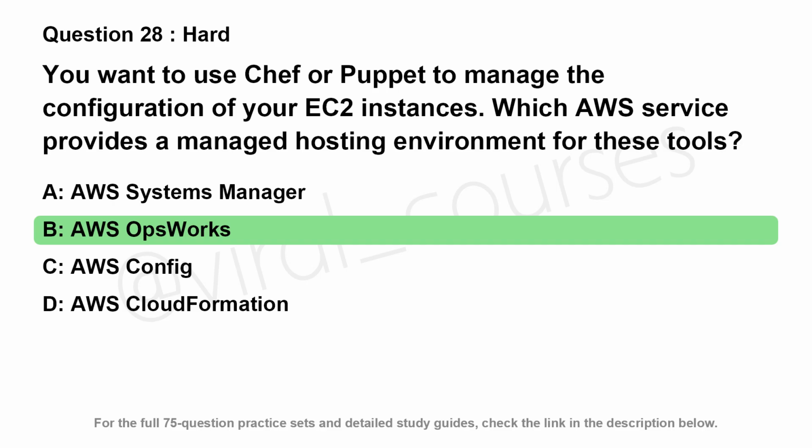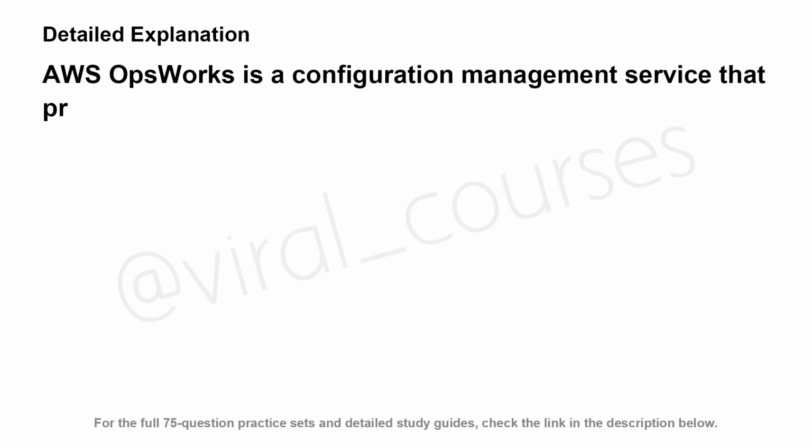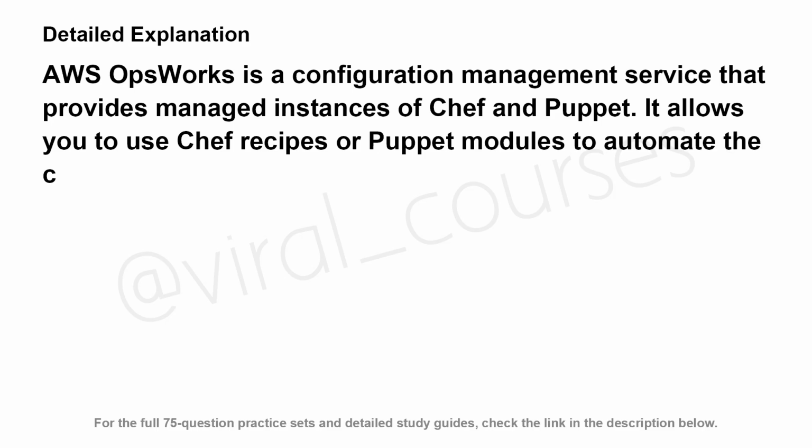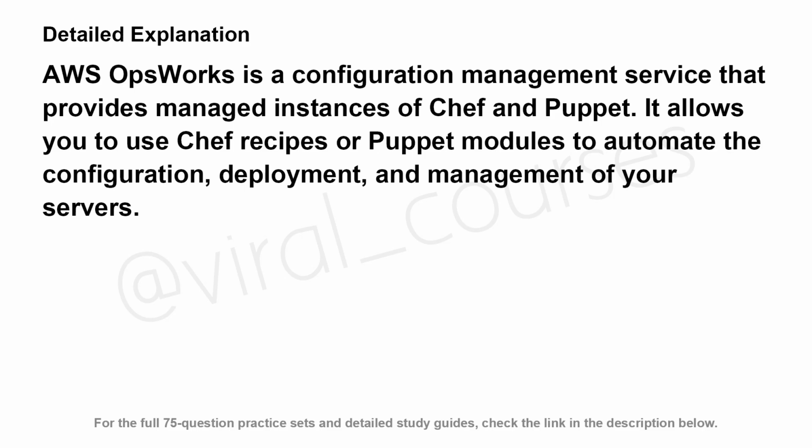The correct answer is B. AWS OpsWorks is a configuration management service that provides managed instances of Chef and Puppet. It allows you to use Chef recipes or Puppet modules to automate the configuration, deployment, and management of your servers.